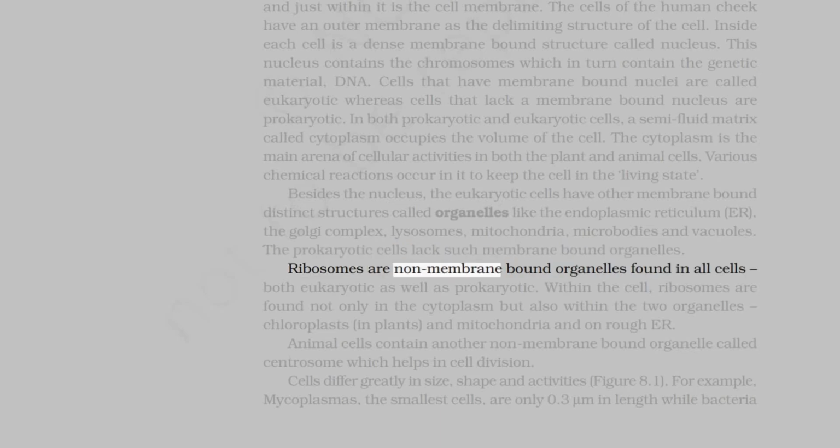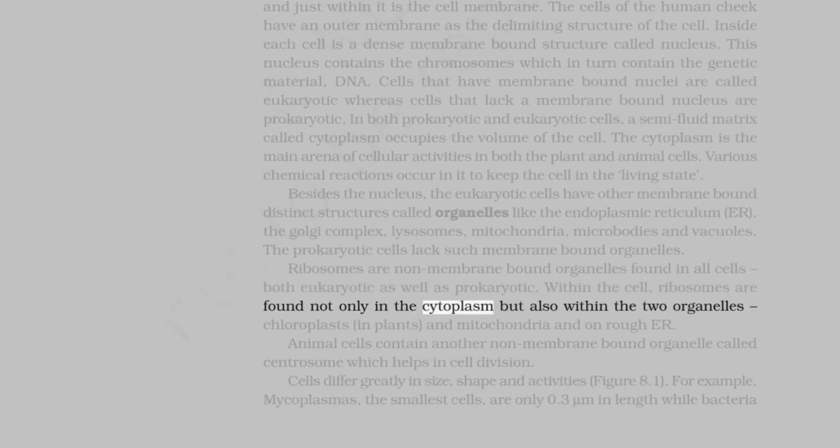Ribosomes are non-membrane-bound organelles found in all cells, both eukaryotic as well as prokaryotic. Within the cell, ribosomes are found not only in the cytoplasm but also within the two organelles, chloroplasts in plants, and mitochondria, and on rough ER. Animal cells contain another non-membrane bound organelle called centrosome which helps in cell division.